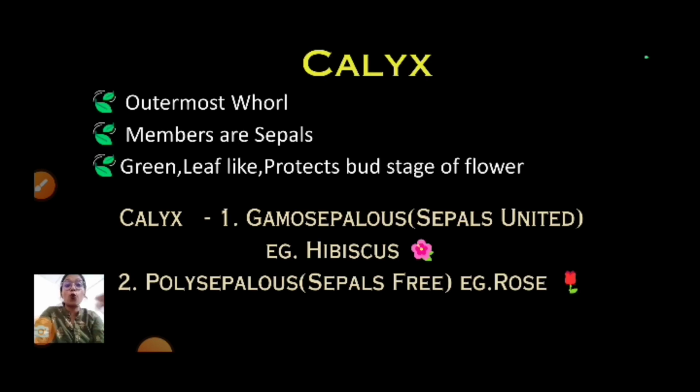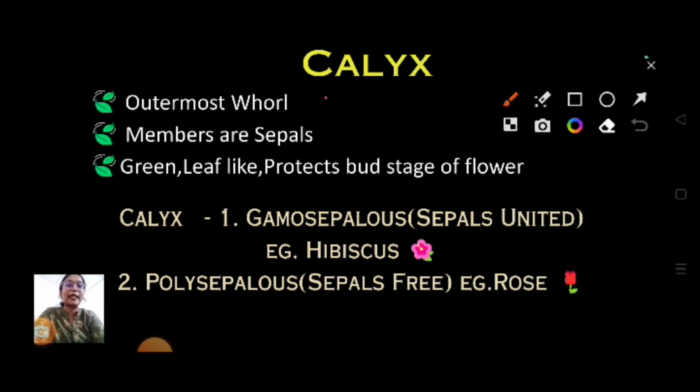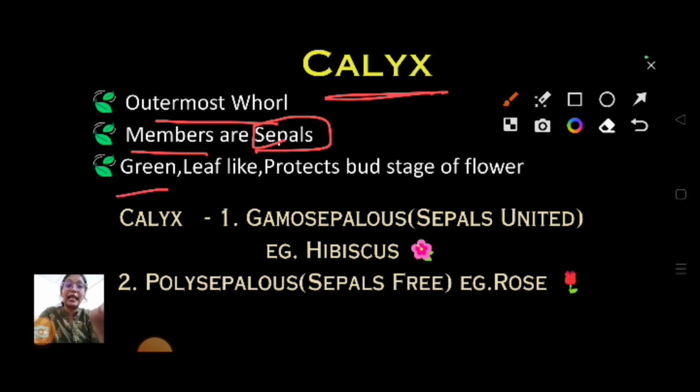Okay, so let's go into details about the calyx, the sepals. Let's talk about the calyx. It is the outermost whorl. It will be present at the outside. Then comes the corolla, then androecium, then gynoecium, like that, the series. Here the members are the sepals. We have already discussed it. So the calyx is green, leaf-like, and protects the bud stage of the flower. When the flower is at the bud stage, who is to protect it? The green leafy structure, that is the calyx, protects the bud.